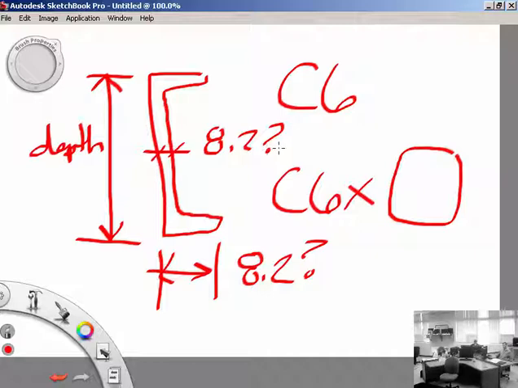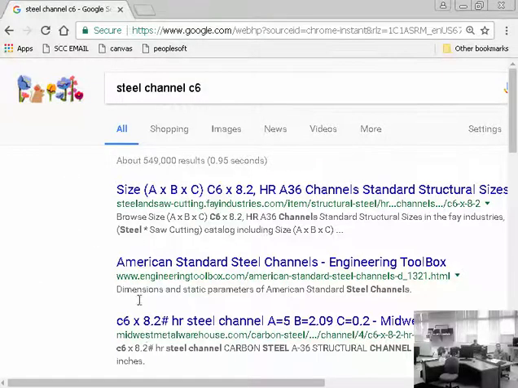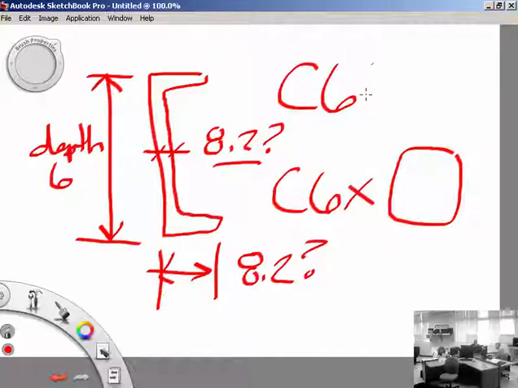All right, we already have the height. That's the 6. Well, that would be the next question, but this is taller, though. You couldn't have this possibly be taller than the outside value. So that 6 is right here. So right now, we found this one. It's like C6 by 8.2. So we're trying to figure out what this 8.2 really stands for. And the clue is this.